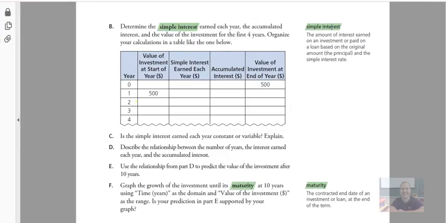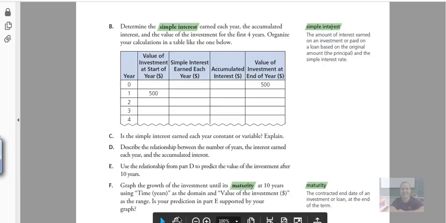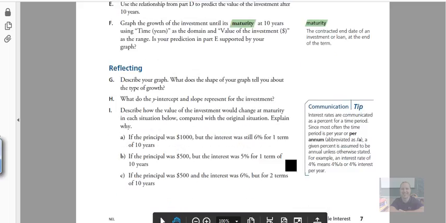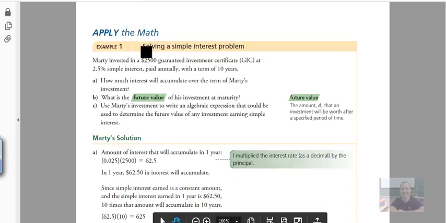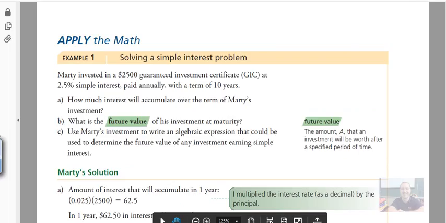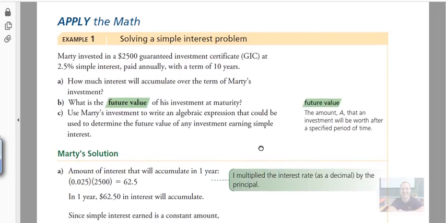That's an excellent idea. Let's try an actual question here. Let's try another question. Okay, so let's look at example 1 in the textbook. Example 1 says, Marty invested 2,500 bucks in a guaranteed investment certificate, that's a GIC, at 2.5% simple interest, paid annually with a term of 10 years. Here's where they talk about future value, and here's where they actually come up with the equation for you.